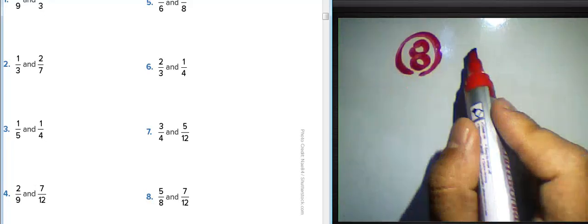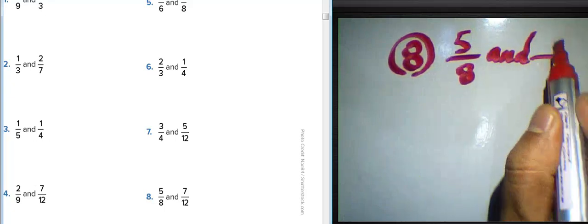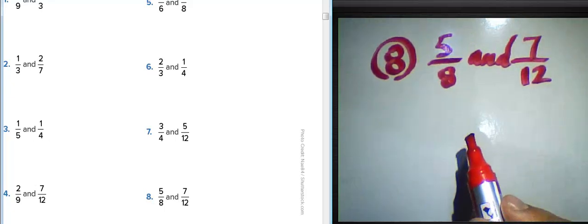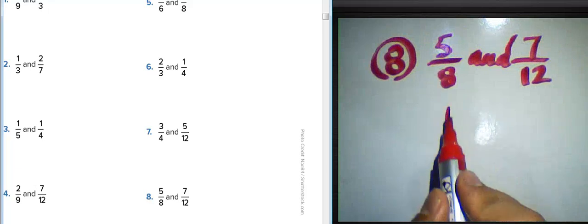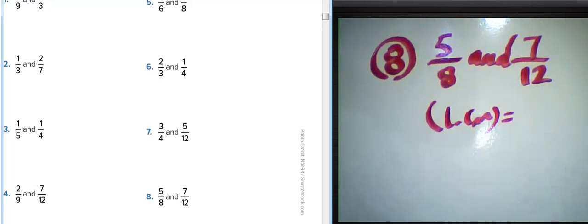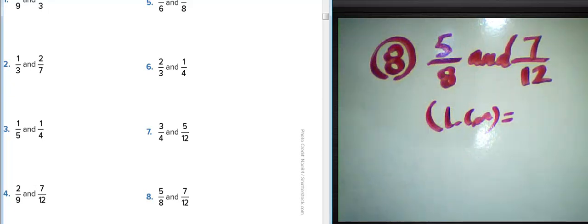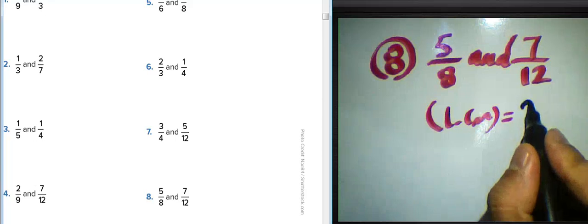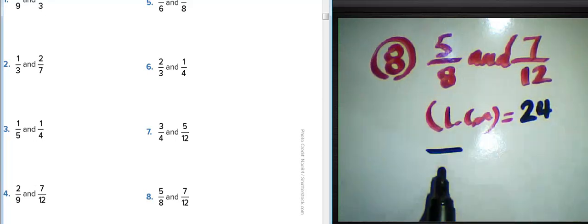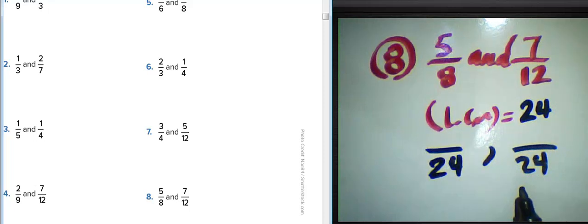Question 8 here, 5 over 8 and 7 over 12. Ask yourself, can you tell me the least common multiple between them? We know 12 cannot be divided by 8, so we must add 12 to 12. 12 plus 12 equals 24, and 24 can be divided by 8. So we must change the denominator here to 24.